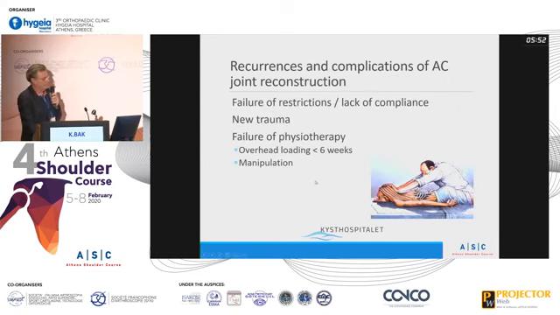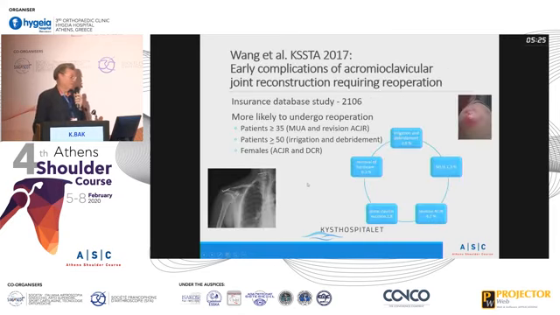And then failure of restrictions. Some patients are too eager. They want to move the arm right away and they can do that, but not over 90 degrees. Some of them are a little bit clumsy. They fall again. And then some physiotherapists think it's very wise to do very heavy loading within the first 6 weeks, which I'm not a fan of. And then I had a patient recently who had a very severe manipulation 2 weeks after the operation, and everything was broken up again.